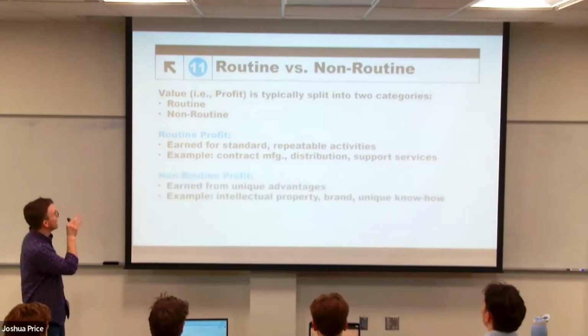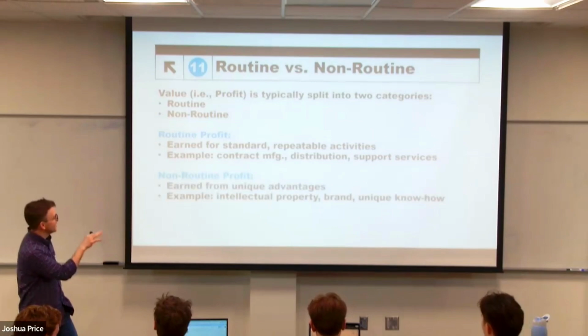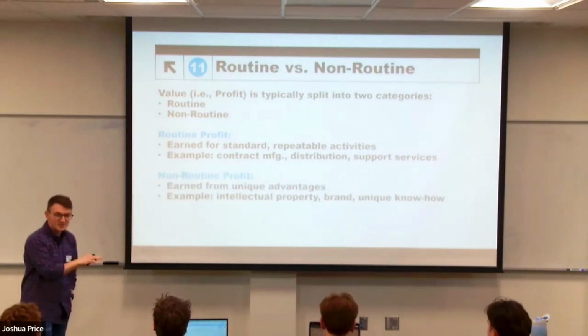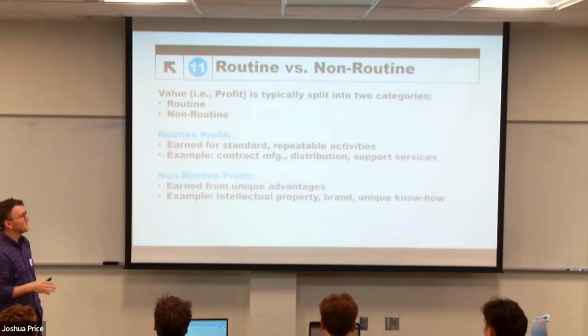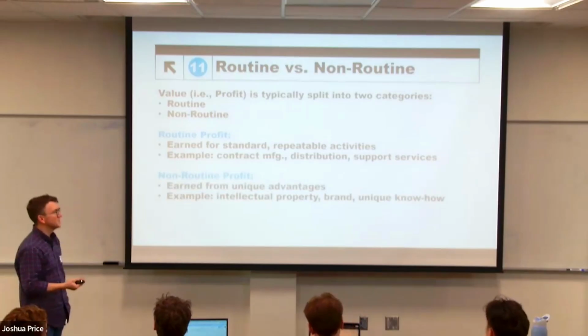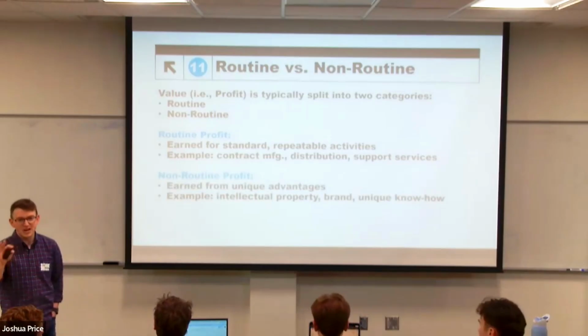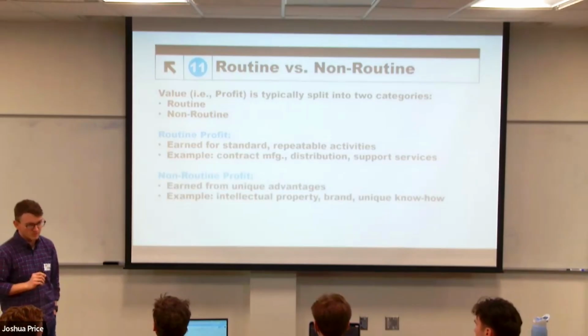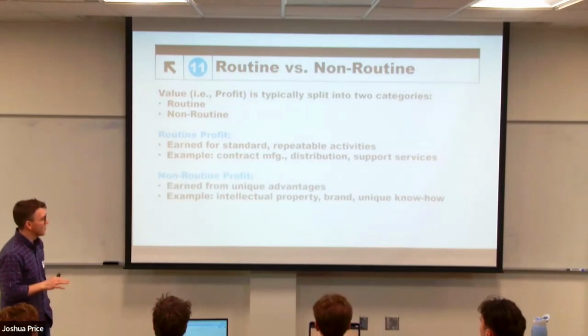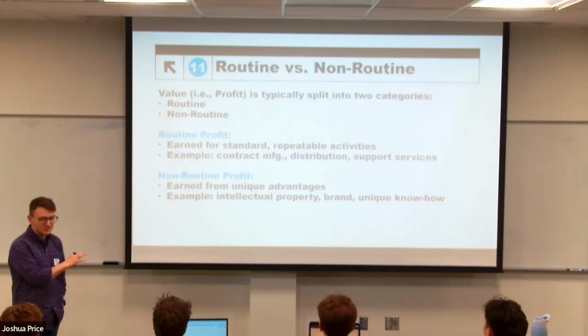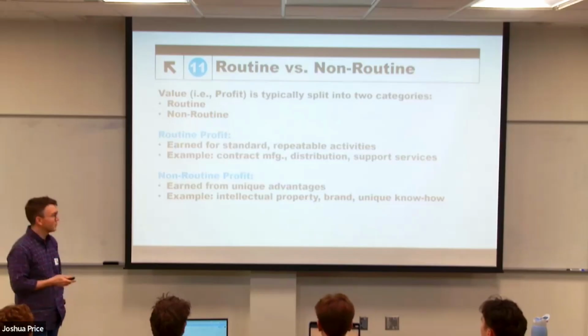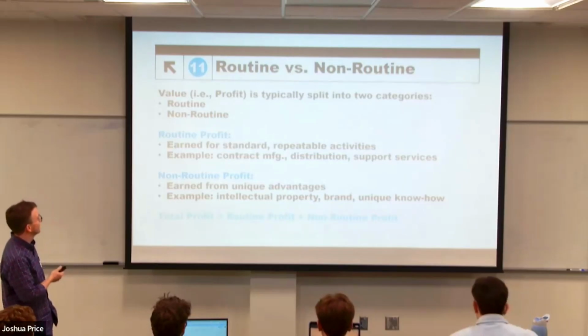But with value and profits, you have this concept of routine versus non-routine. It's exactly what it sounds like. You get routine profit for very standard, repeatable activities, things that generally speaking most people could probably do. Non-routine profit comes from unique advantages. Intellectual property is probably the easiest example, things that are not repeatable, that are new and unique.